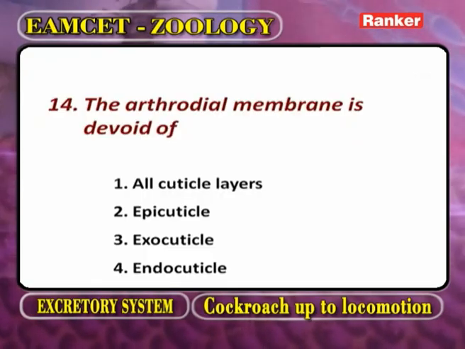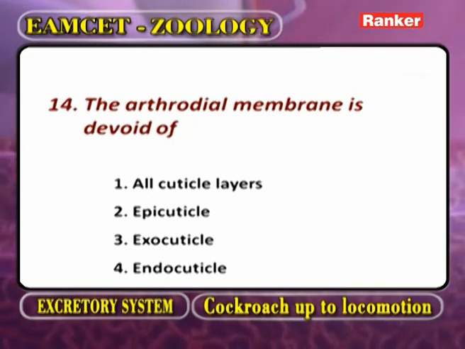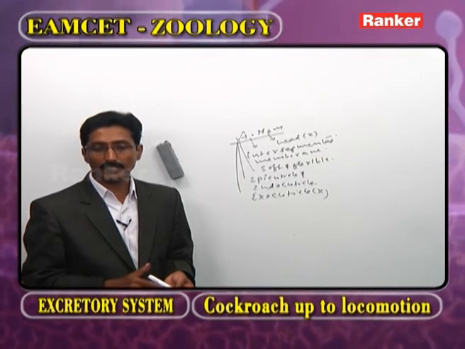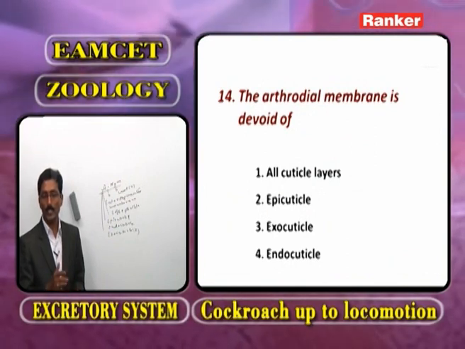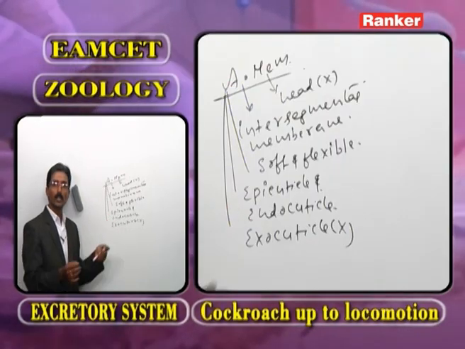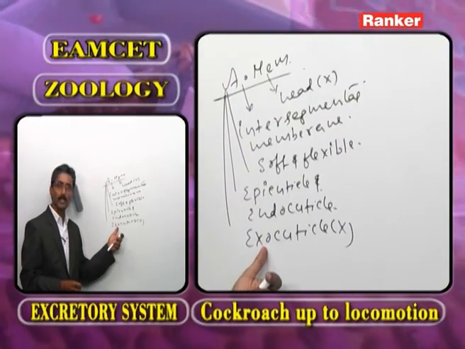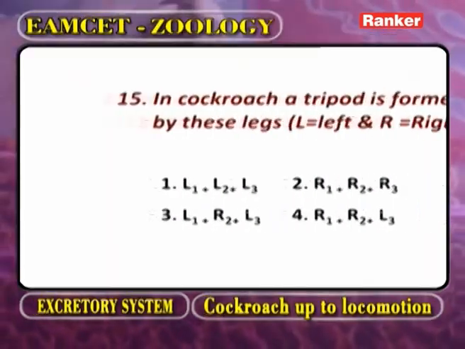Now we observe the question: the arthroidal membrane is devoid of. What is meant by devoid? Lacking or absent. Option 1: all cuticle layers, epicuticle, exocuticle, endocuticle. Now based on this information, what is the answer? What is absent? Exocuticle. Now the next question.